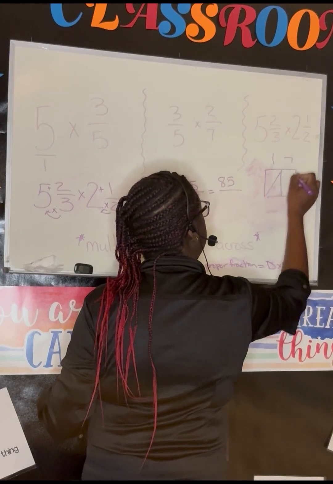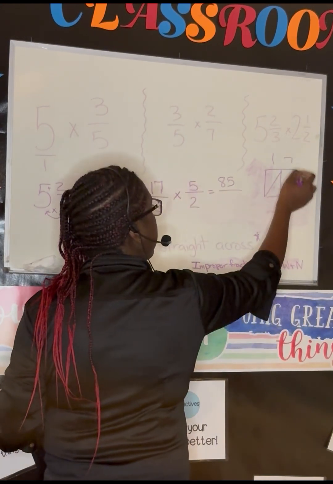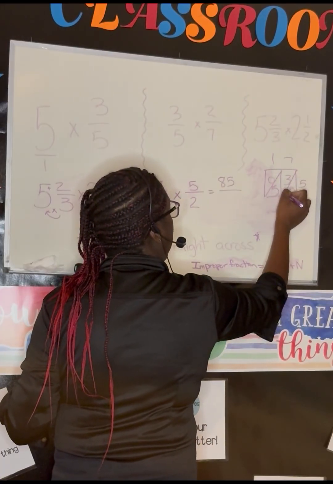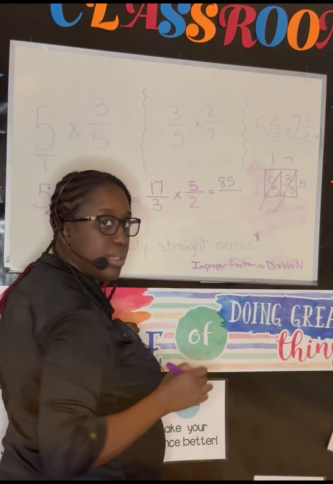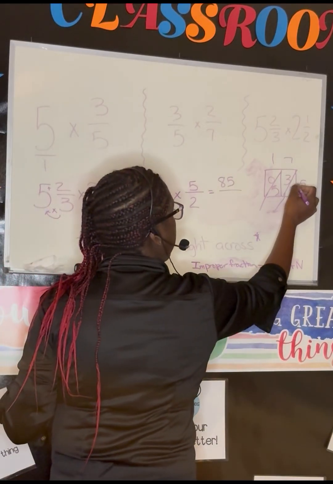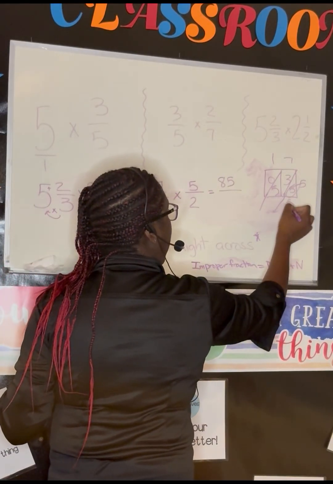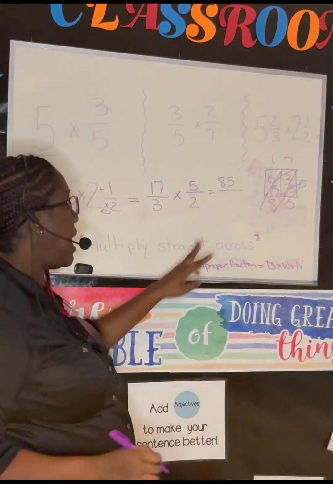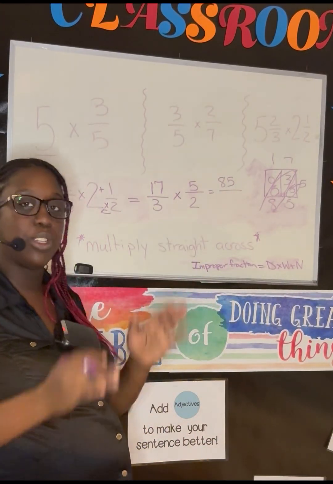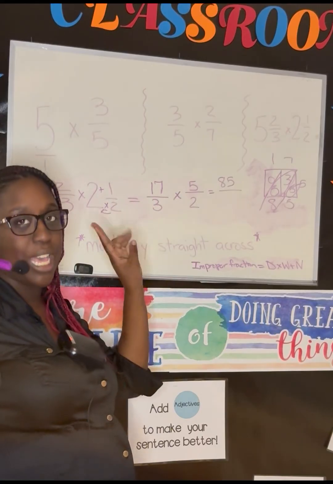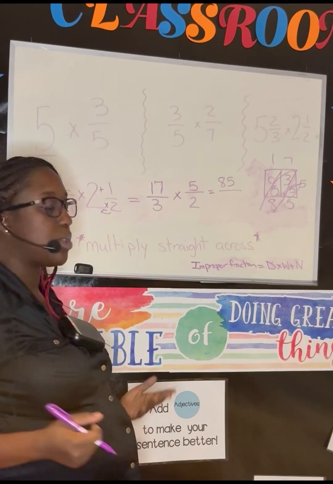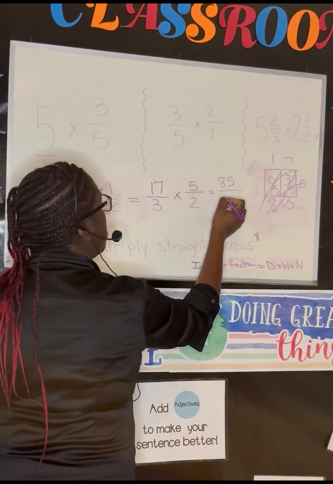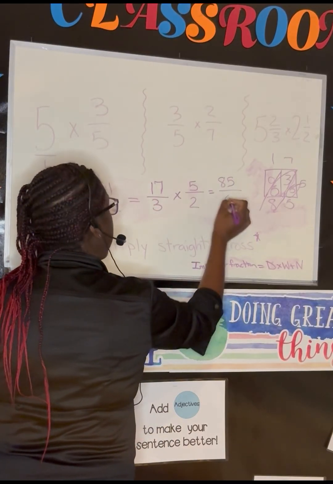17 times 5. So we have 7 times 5, which is 35. 1 times 5 is 5. We're going to extend those lines going down. Then we're going to add. So we have 5. 5 plus 3 is 8. As we notice, we got the same answer. So, woo, kudos to us. Very good. We checked our work and made sure our answer was correct. And then 3 times 2, which is going to give us 6.